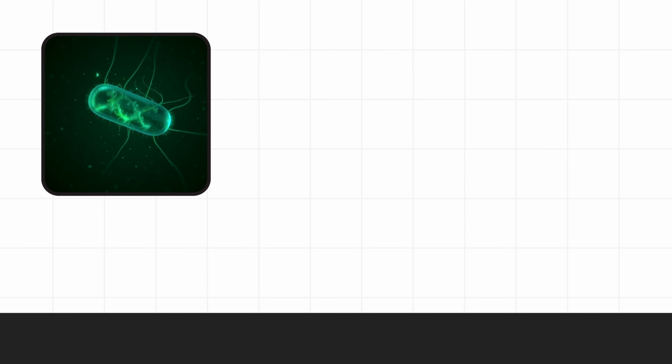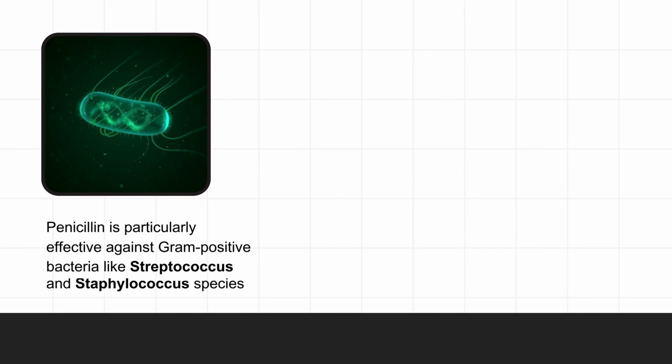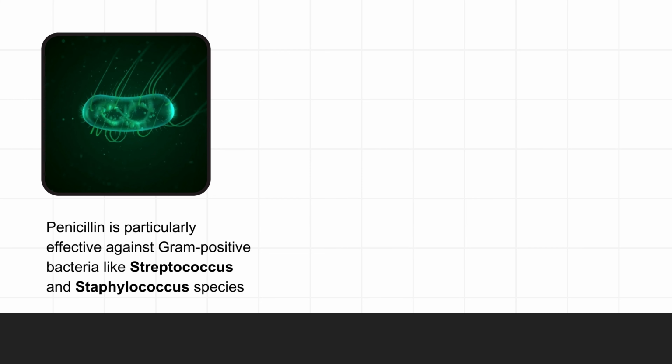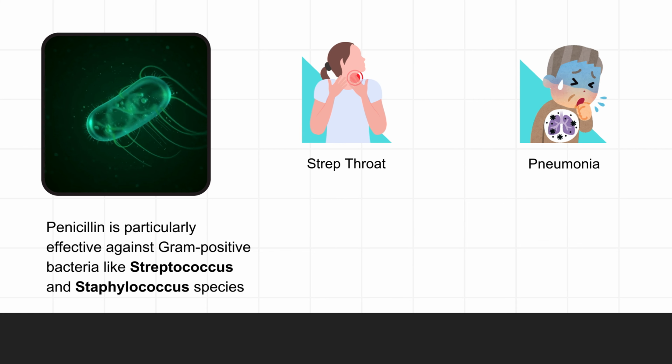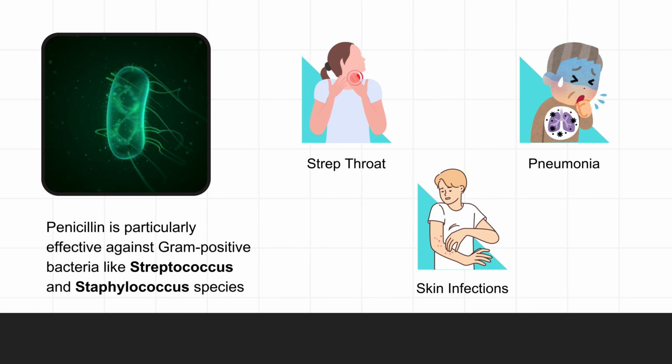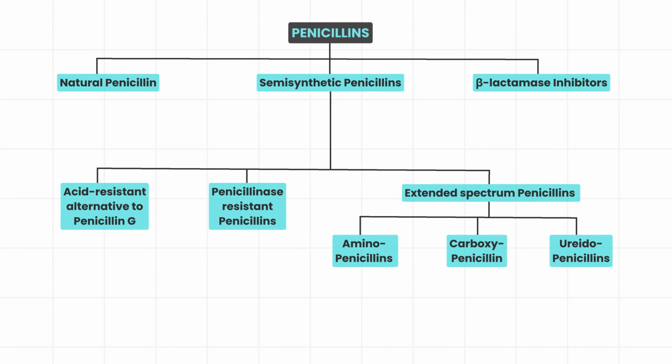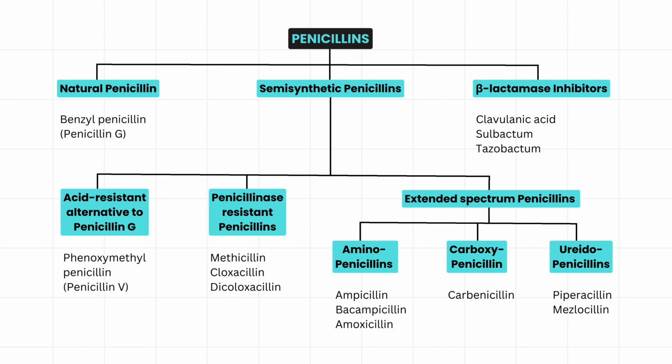Penicillin is particularly effective against gram-positive bacteria like Streptococcus and Staphylococcus species, which are responsible for many common infections like strep throat, pneumonia, and skin infections. There are different types of penicillin, such as penicillin G and penicillin V, each with slightly different properties and uses.